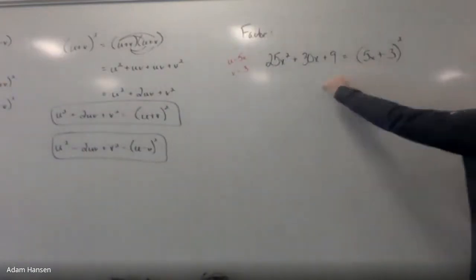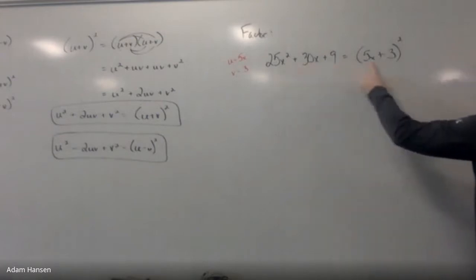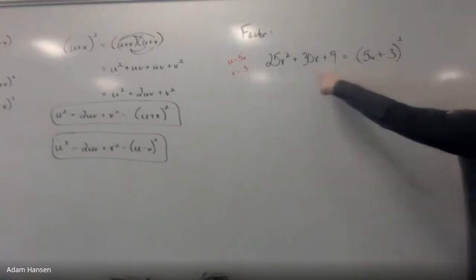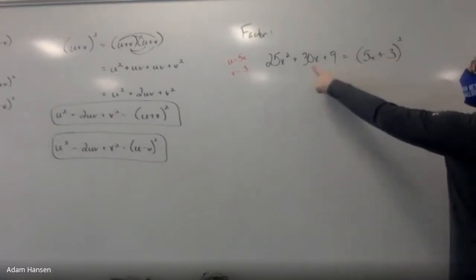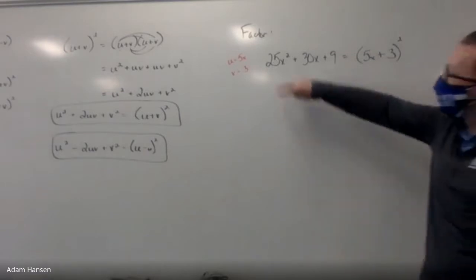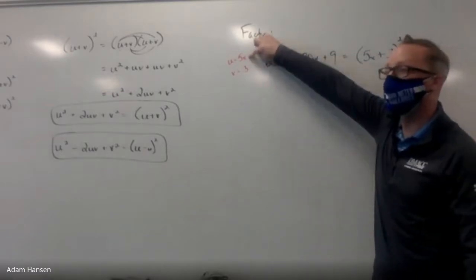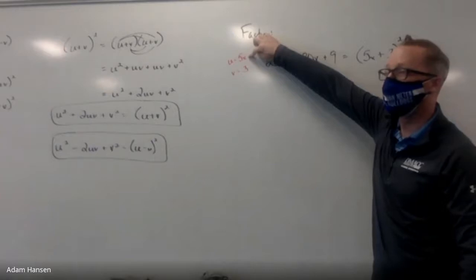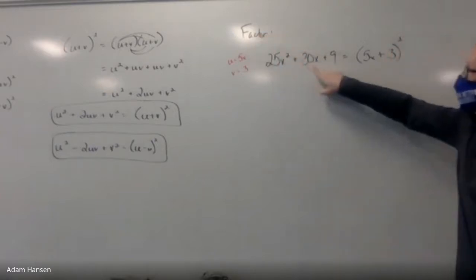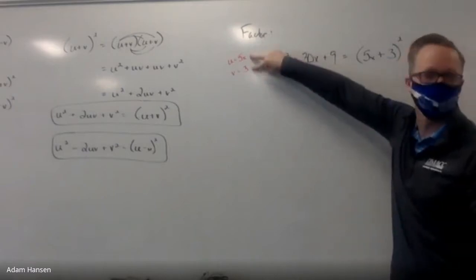So I can obviously see where the 25x squared comes from by putting a 5x here. I can obviously see where the 9 comes from by putting the 3 here. What about the 30? How do I make 30 here? Look at u times v. What is 3 times 5x? 3 times 5 makes what? 15x. Isn't 30x just that 15x twice?